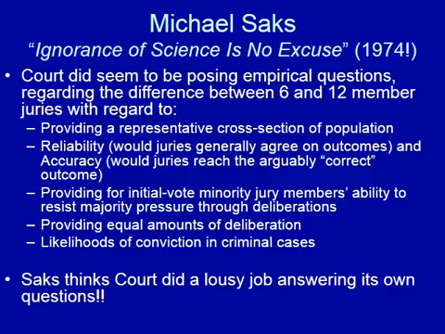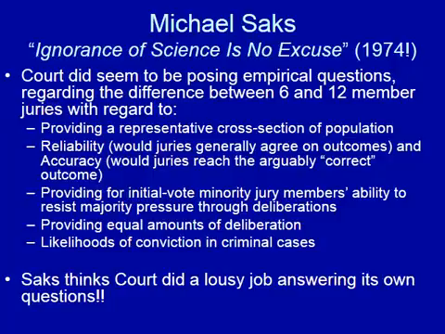Because I think this is such a great critique of the court's use of science, and because I think there's some really good methodological analysis, the kind of thing I would ask you to do on an exam, I want to go over this article in detail. So Saks starts by pointing out the fact that the court did seem to be posing empirical questions for itself to try to answer about the differences between 6 and 12-member juries with regard to, first, providing a representative cross-section of society, and with regard to, second, being reliable and accurate.